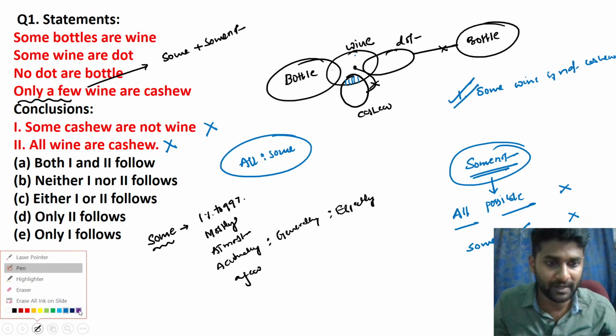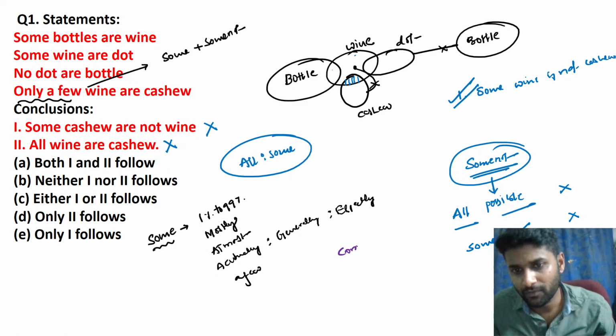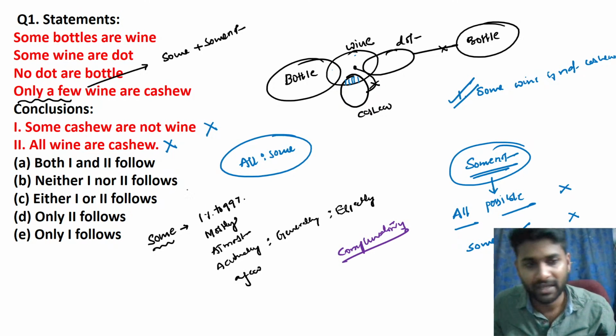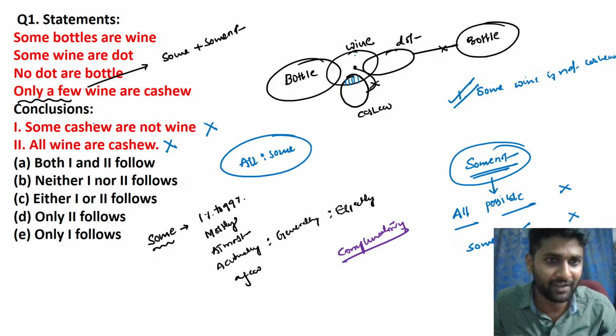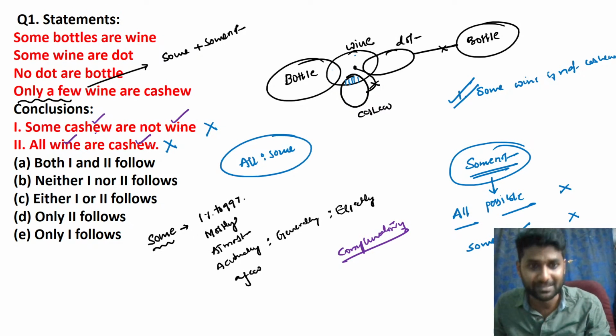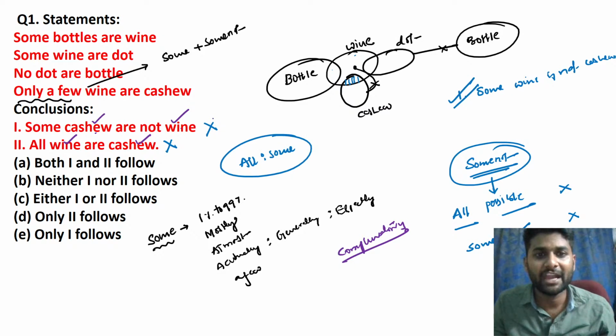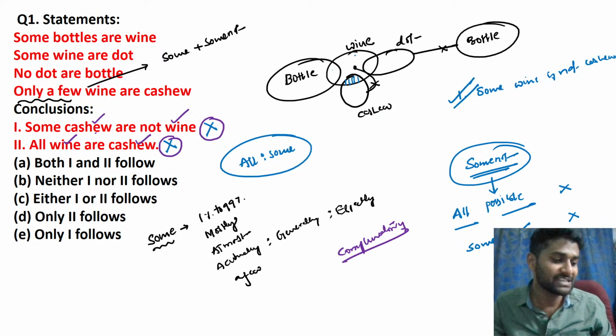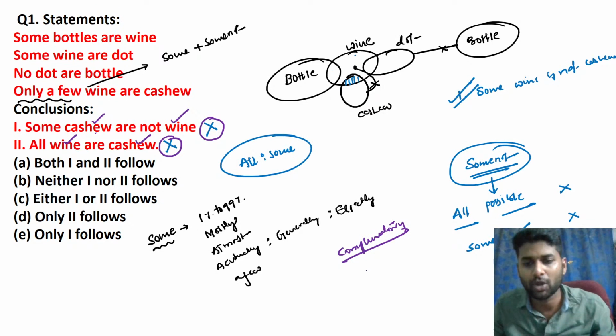The most important concept, guys, is complementary pairs. Remember, if you have a conclusion, it maintains a common object. See, they are discussing cashew and wine, wine and cashew. If the objects are similar, individually, if you verify, both the conclusions are wrong. Now, if both combine together, if it satisfies one of the complementary pairs, we have three complementary pairs.